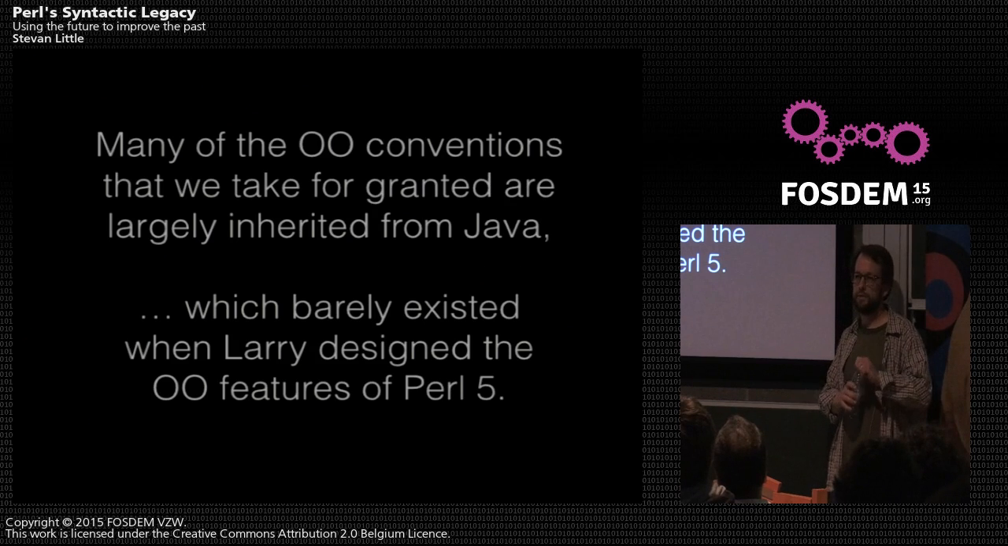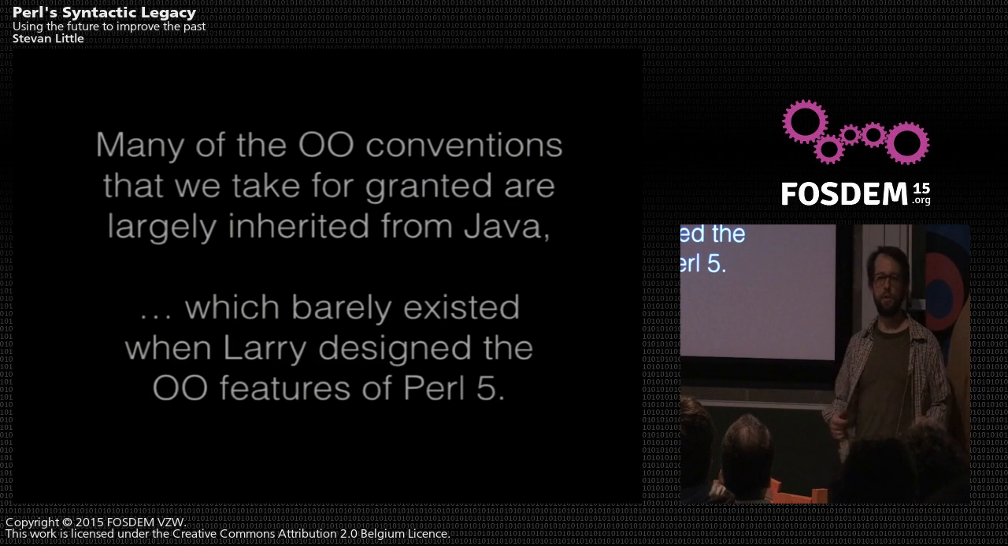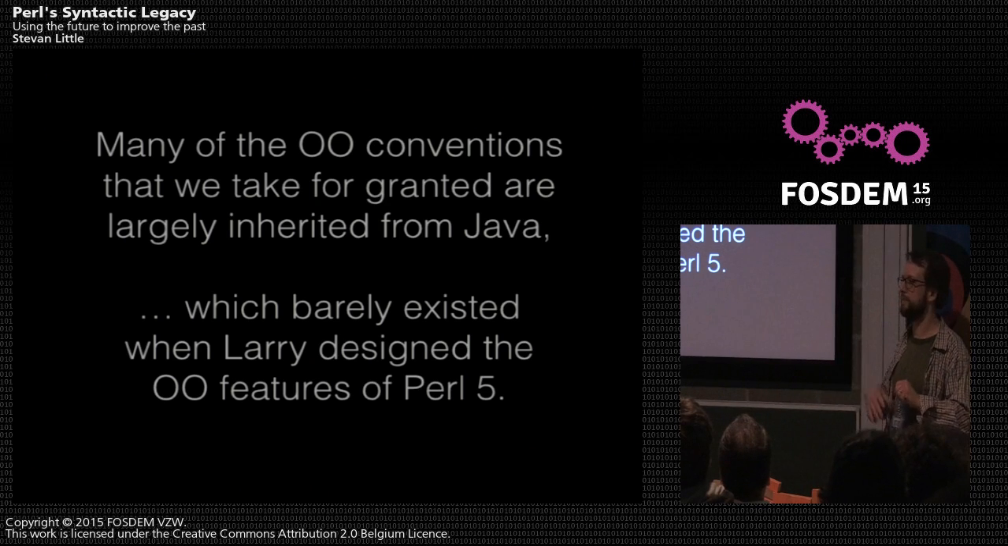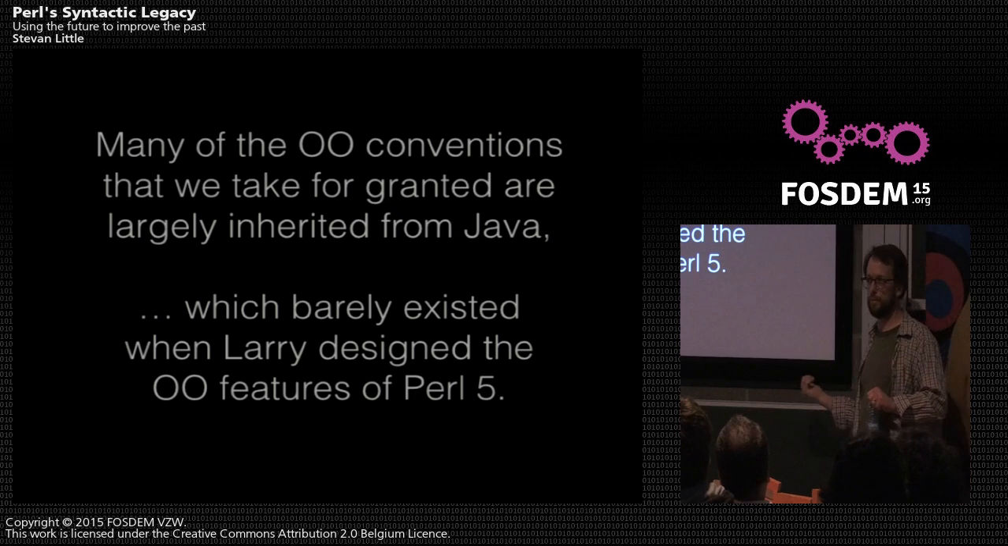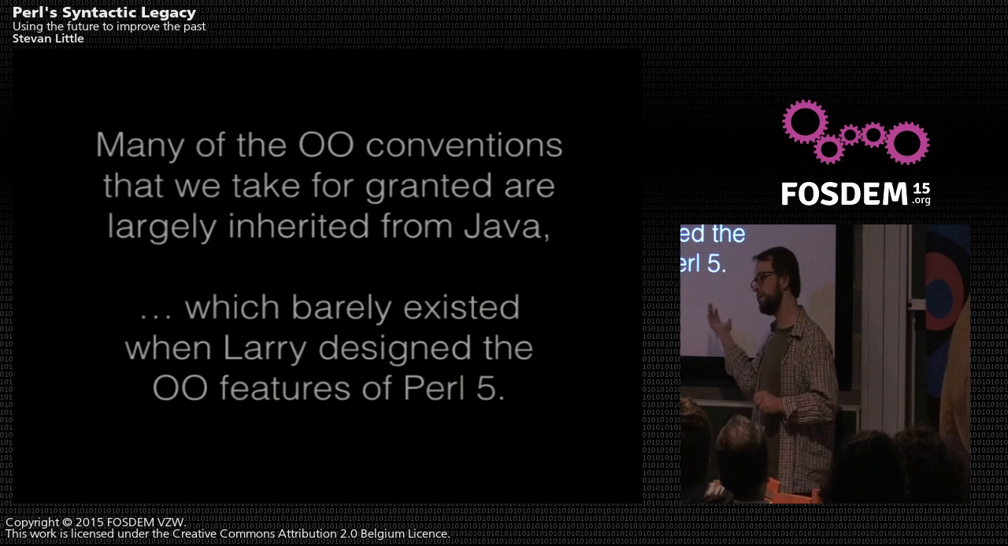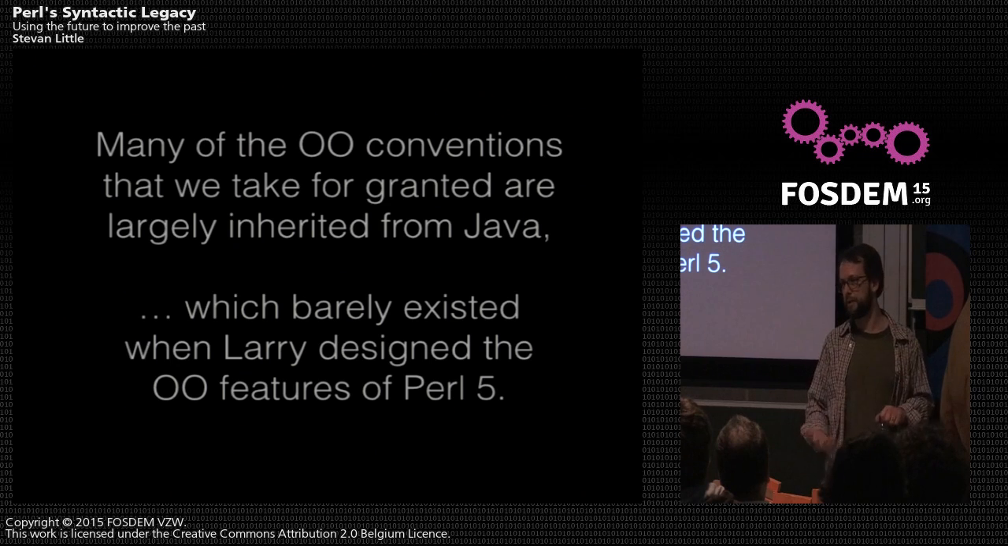So a lot of us think, okay, we need a class keyword, we need a method keyword, we need this, we need that, all these features. And if you actually think about it, these are all probably coming from Java. Maybe from C++, but Java has been taught a lot, and it sort of sets a standard. And it really wasn't even there. I mean, Java 1.0, I think, came out after. Java was in beta when Perl 5 first came out. So when Larry designed these features, there was no agreed upon 'everything must have a class keyword' and all this kind of stuff.